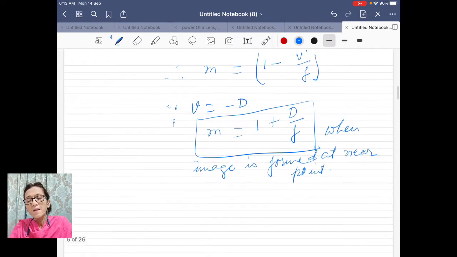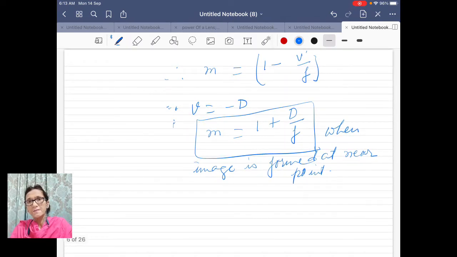Now I had told you that the focal length of this converging lens, this magnifying glass, this simple microscope, should be small. From here you can understand this: M will be equal to 1 plus D upon f, where D is your 25 centimeter. Now if you take a small focal length, like 5 centimeter, then the magnification of this magnifying glass is 1 plus 5, which means 6. 6 times the image will be magnified with respect to the object.